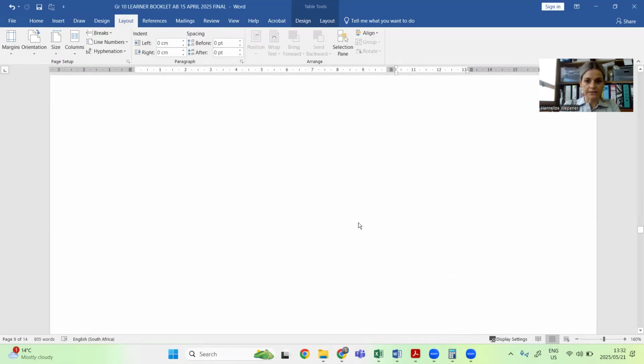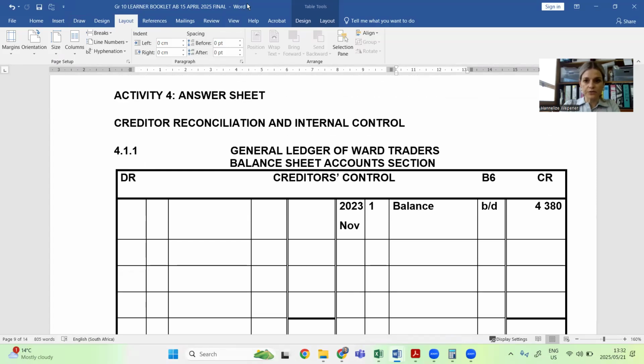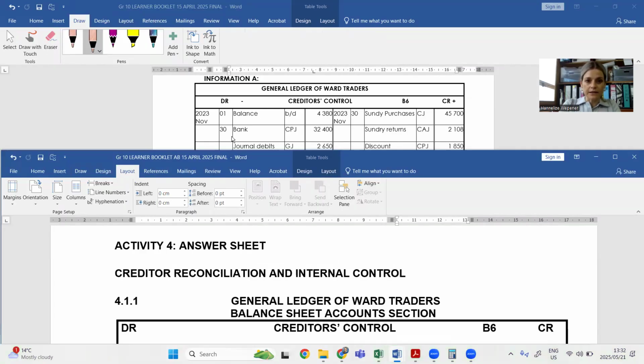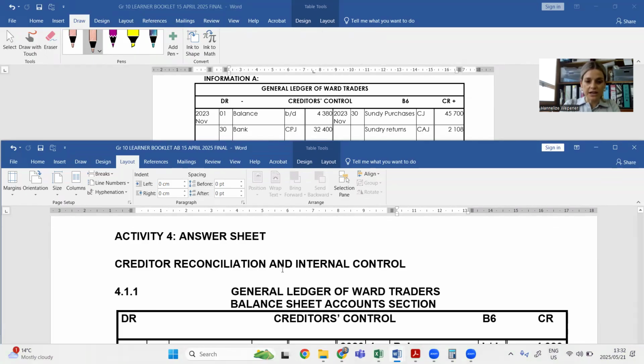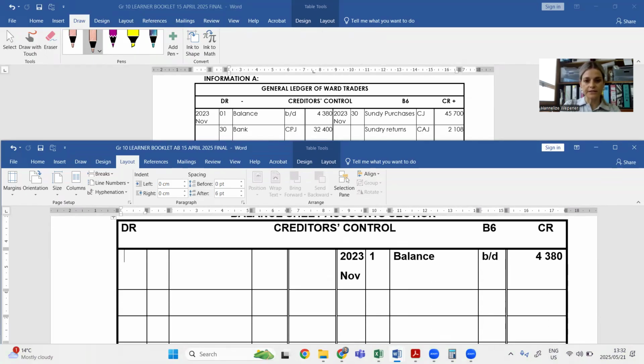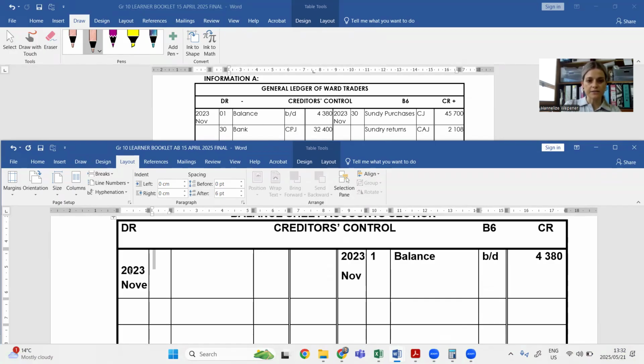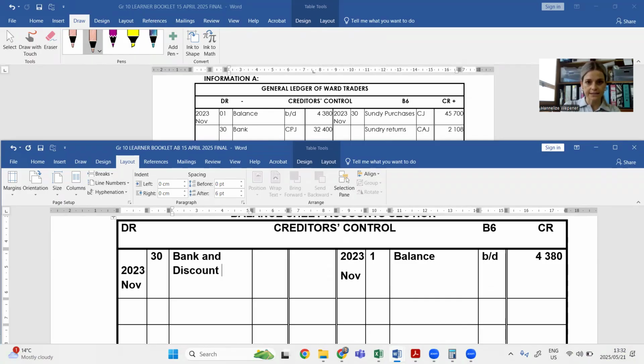Where's my answer booklet? There we go. Okay, so first of all, the balance is on the correct side. There we have it. Then next up in our ledger account is bank CPJ. That is correct. My bank decreases my creditors. Therefore it should be on the credit side. But I know that in grade 10, I've learned that it should now be bank and discount. 32,400 is what I'm starting with, as recorded in the CPJ.